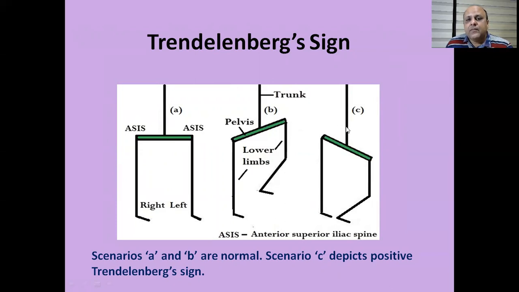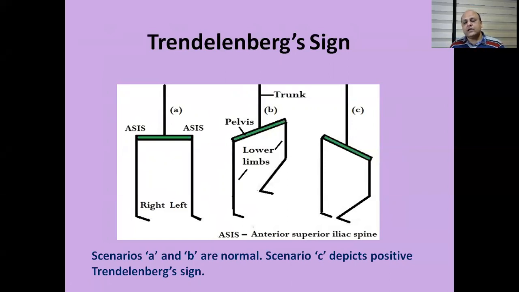In case of a problem with the right side gluteus medius and minimus, suppose they are paralyzed or defective, not working properly, then what will happen is that on putting weight on the right side, the right side gluteus medius and minimus will not be able to lift the anterior superior iliac spine of the opposite side up, and it will sag down. So that is called positive Trendelenburg sign. So that depicts a defect in the abductor mechanism.